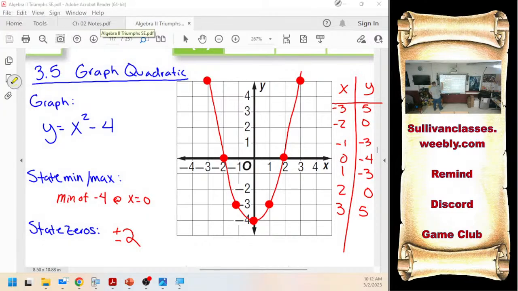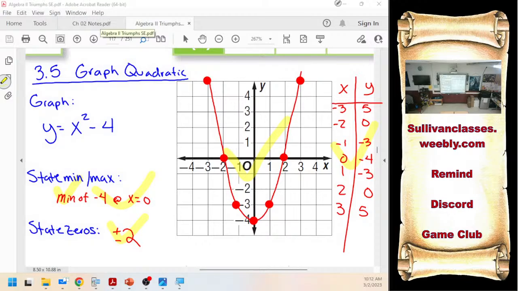So you should have, you said it was a minimum, you said where, you have your zeros, you have your table, and your graph matches it. Yes, ma'am. So I put the coordinate for minimum and max. Oh, that's cool too. Okay. Yeah. Because you still said what they were.